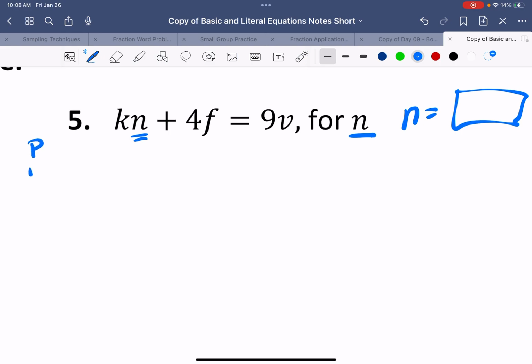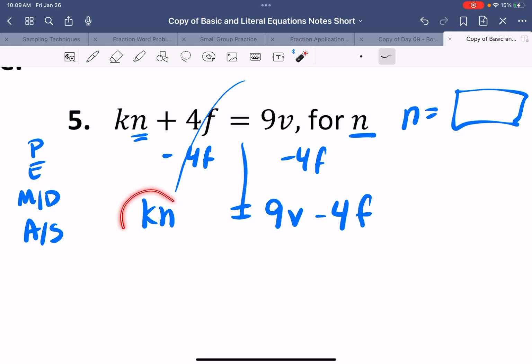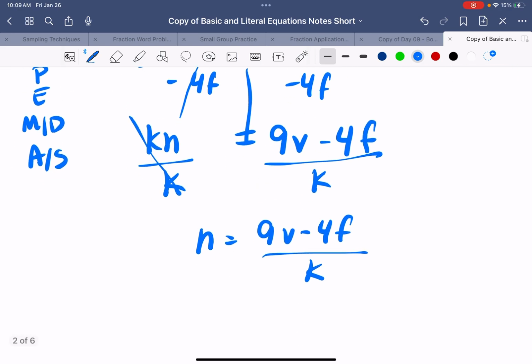Well, again, PEMDAS. Okay? Well, I have an addition subtraction. Let's subtract our 4f from both sides. Okay, and I'm left with kn, that becomes 0, equals n, or 9v minus 4f. Okay, everything's cool, but now I have to get my n by itself. Well, this is a little bit of a multiplication problem, so I'm just going to divide by k. Just get rid of that. So now my n, these go away, becomes 1. N equals (9v minus 4f) over k. All done. That's what you're supposed to do.